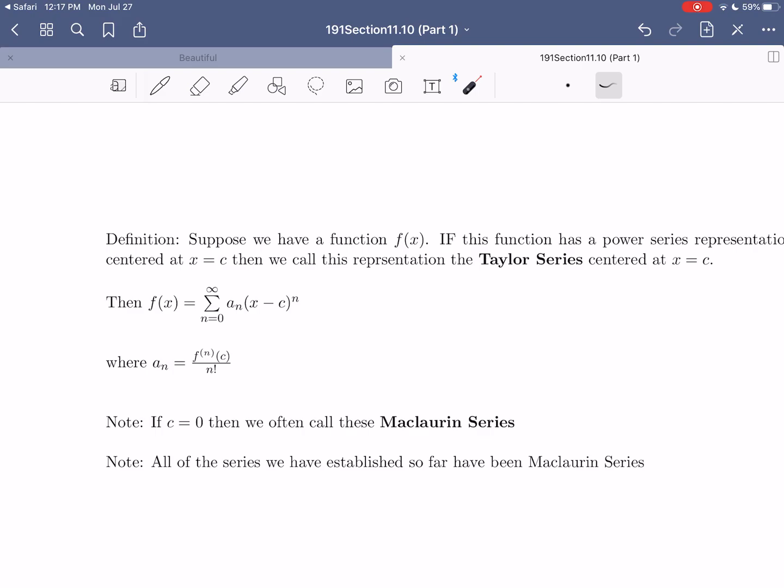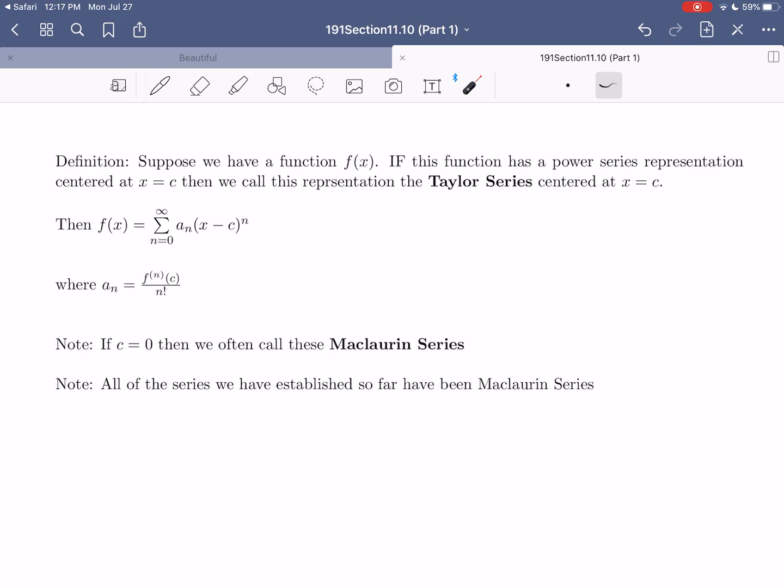All right, let's summarize this then. So this allows us to give the following definition. Suppose we have a function f of x. If this function has a power series representation centered at x equals c. So again, we're making that assumption. We don't know that all functions have these representations, but if they do, and they're centered at x equals c, then we call this representation the Taylor series centered at x equals c. And then the expression is f of x equals the sum n equals 0 to infinity, a sub n, x minus c to the n, where those a sub n's are equal to the nth derivative of our function evaluated at the center divided by n factorial. So in other words, if a function has a power series representation, we know what that power series representation should look like based on the successive derivatives of our function evaluated at the center.